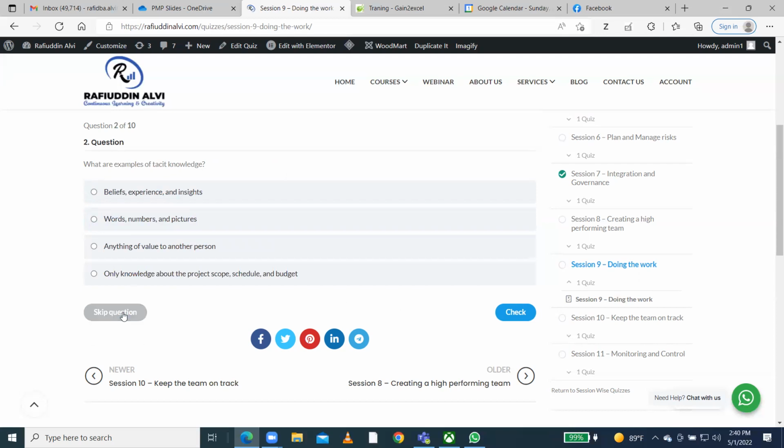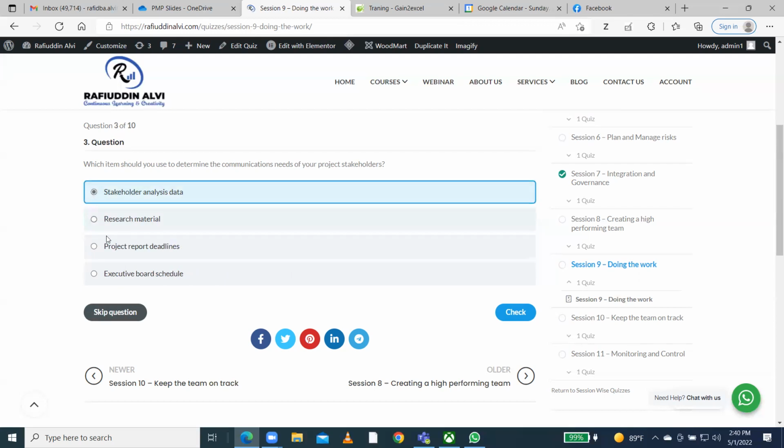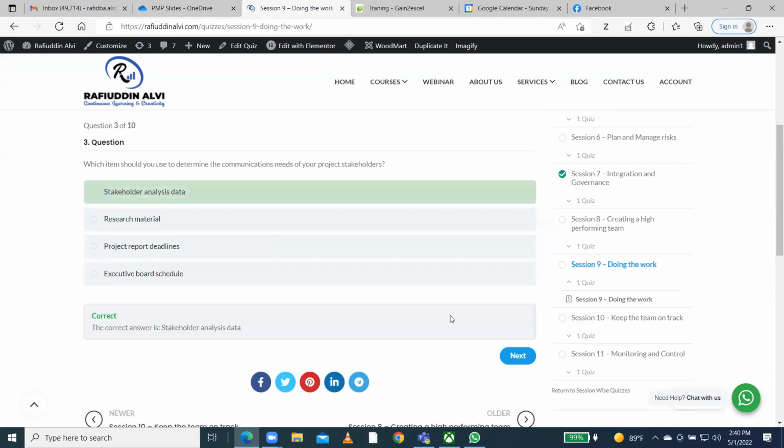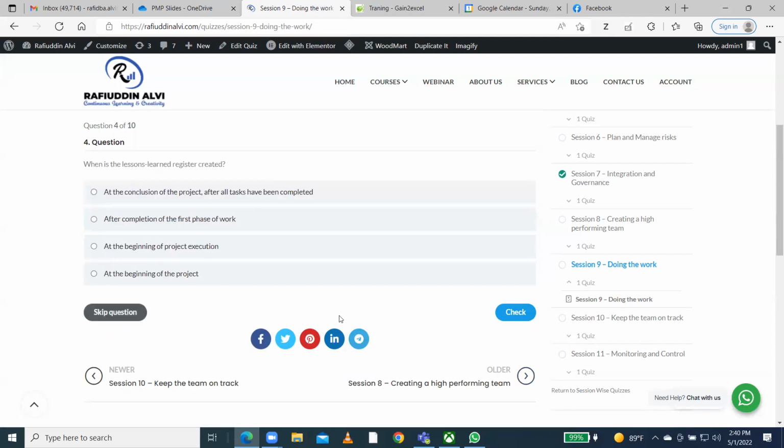Beliefs, experience, insights. Which item should you use to determine the communication needs of your project stakeholders? This one you should remember for the exam also. Even the session-wise quizzes you can do multiple times. This one we have seen already. I think this one is not done.